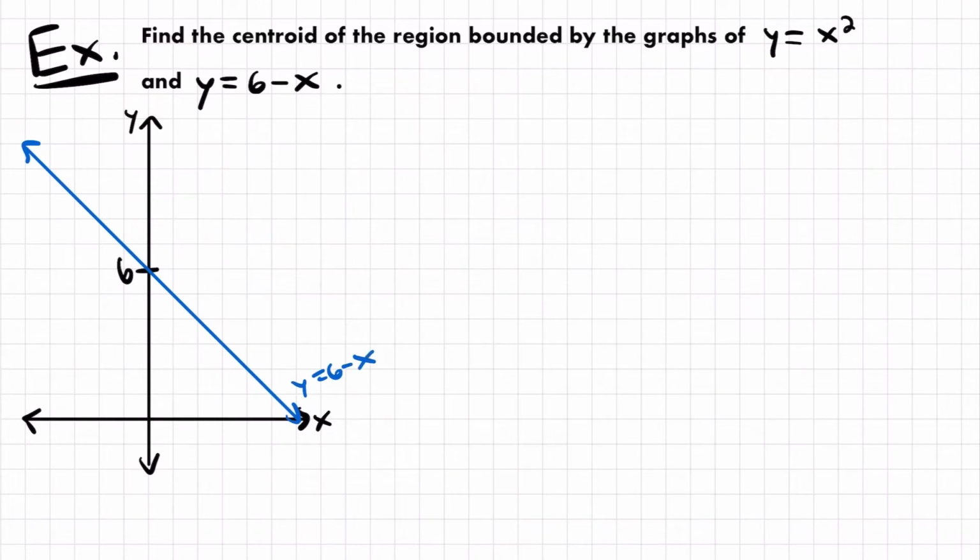Then our other equation is y equals x squared, and x squared is just a parabola that points upwards, and the vertex is at the origin.